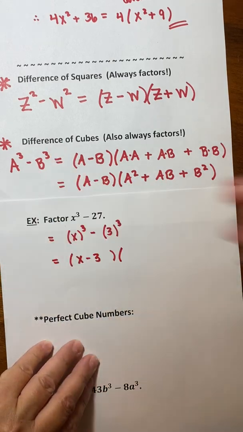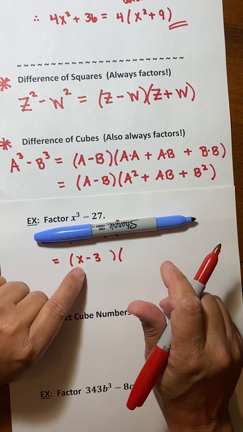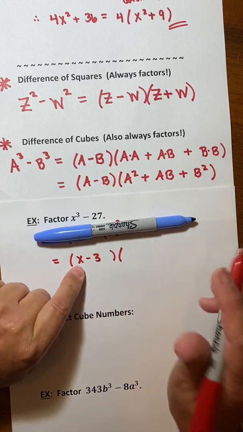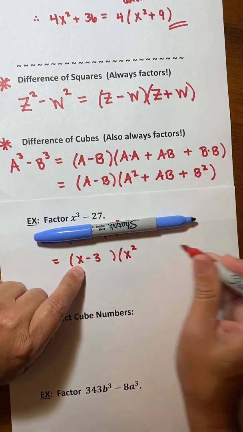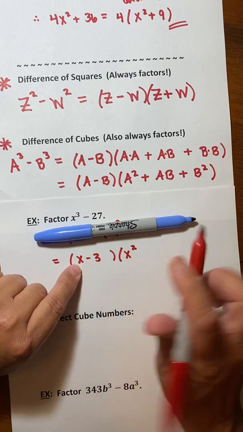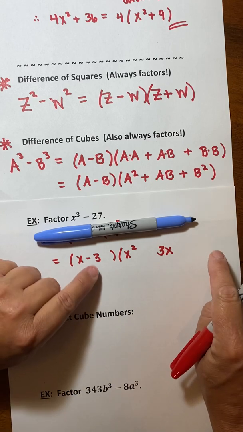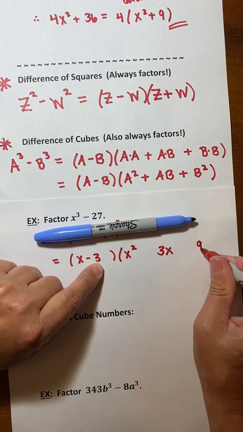And then what's going to go in the second set of parentheses? Well, I ignore what's going on up here. I forget what I even started with. What's going to go here is whatever's here, I'm going to multiply that times itself. So x times x, which is x squared. What's going to go in the middle is the x and the 3, multiplied together, 3x. And what's going to go on the end is that times that, which is 9.